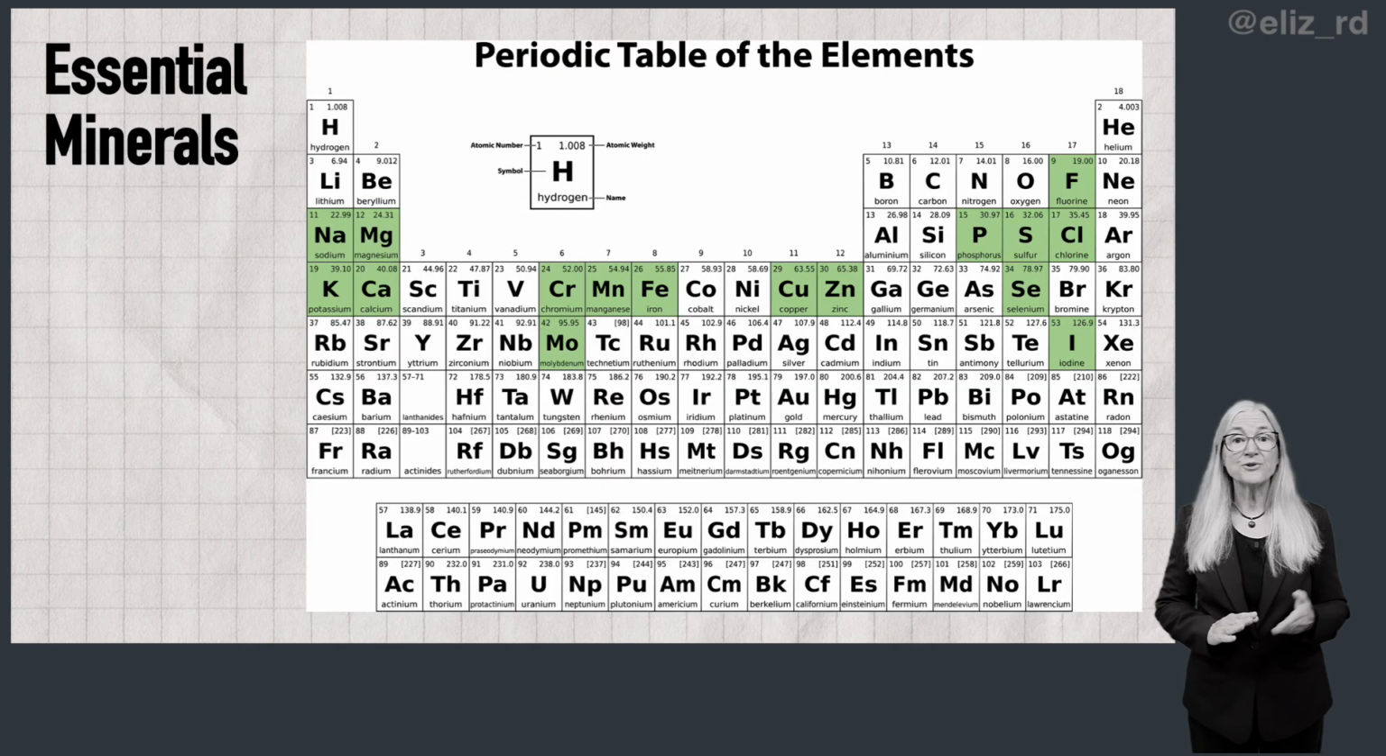The essential minerals are highlighted here on the periodic table. They are inorganic elements that are needed in small amounts for growth, development, and overall health in humans. The body cannot produce essential minerals on its own and must rely on outside sources. Minerals originate from soil and water and are absorbed by plants or consumed by animals. So the mineral quality of the soil or water can have a big impact on the mineral content of the plants and animals they support.